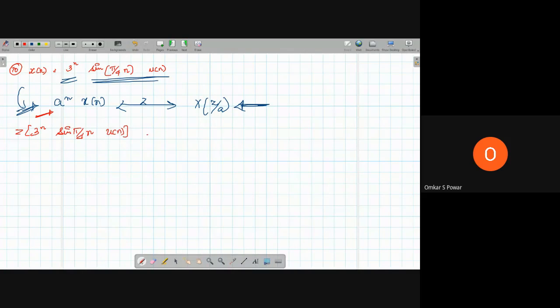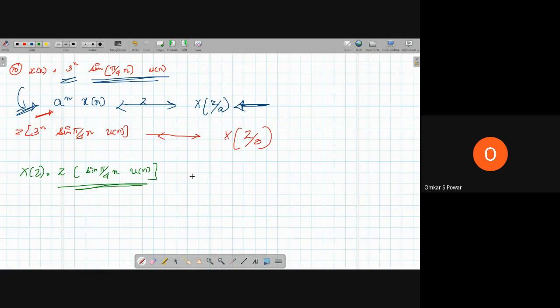So what we have got: Z transform of 3 power n sine(pi by 4 n) into u of n is X of z by a. What is your a? 3. Now what is X of z? X of z is nothing but the Z transform of sine(pi by 4 n) u of n.